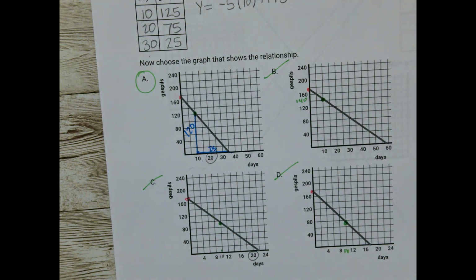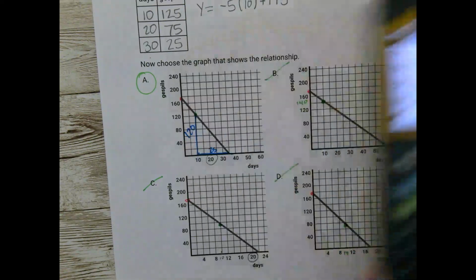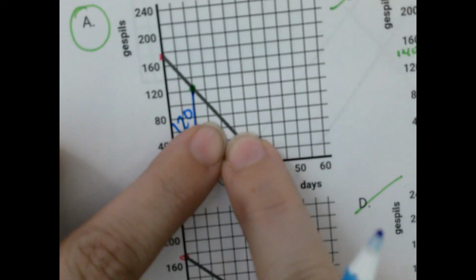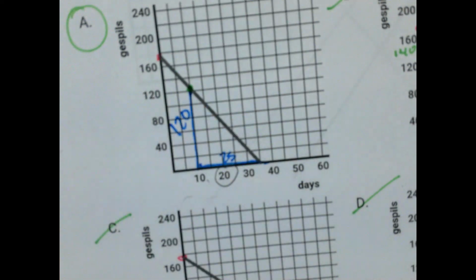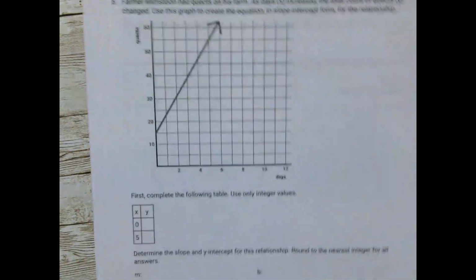And see if you get close. 120 divided by 25 is 4.8. Pretty close, right? Because this is hard to tell, but see how they're all kind of a little off? So it's not perfect, but you could always check it with your slope, because we know how to do that. All right, flip it over.